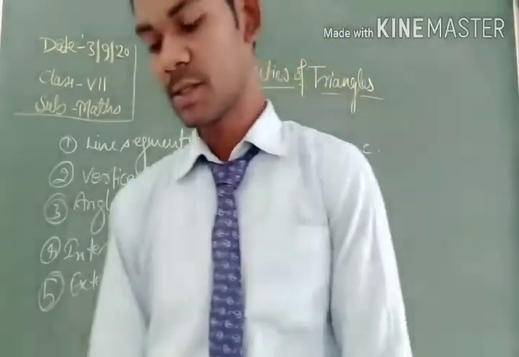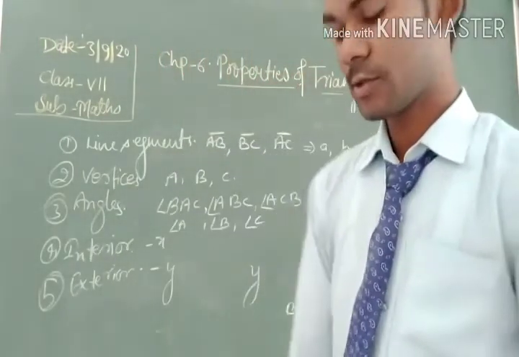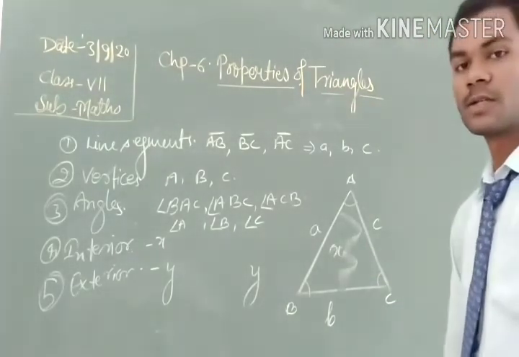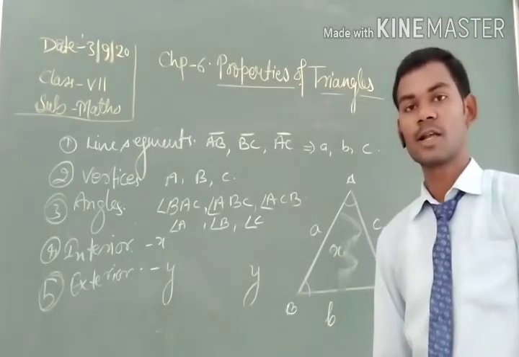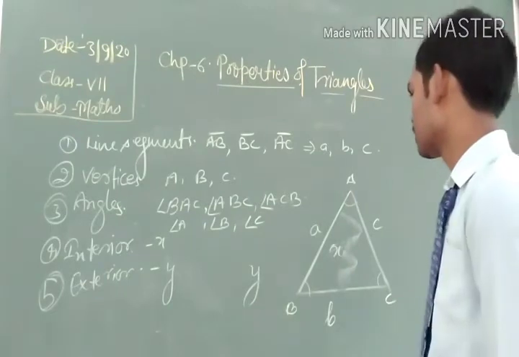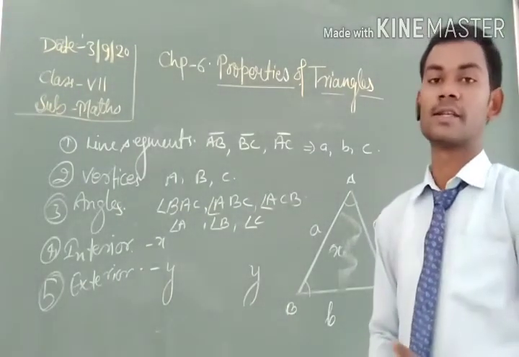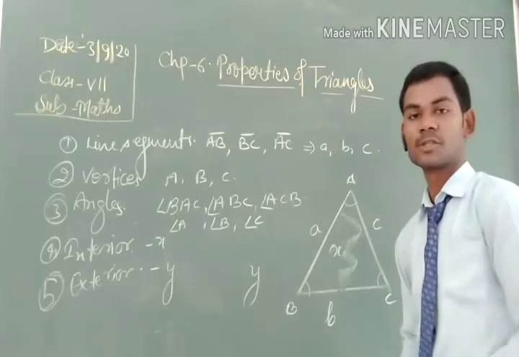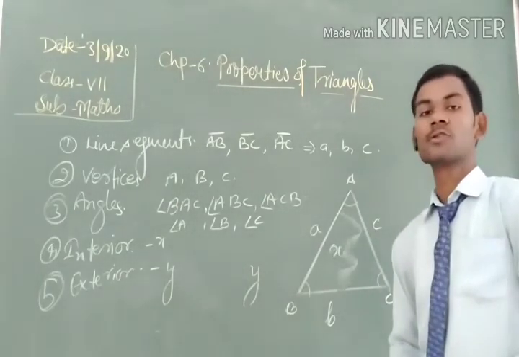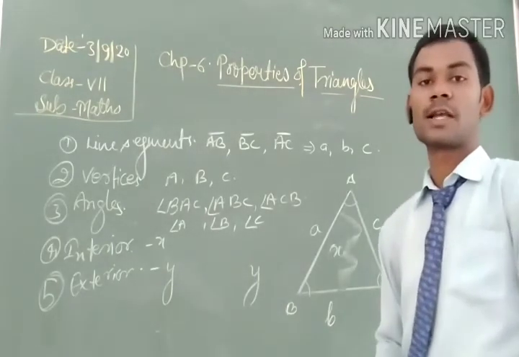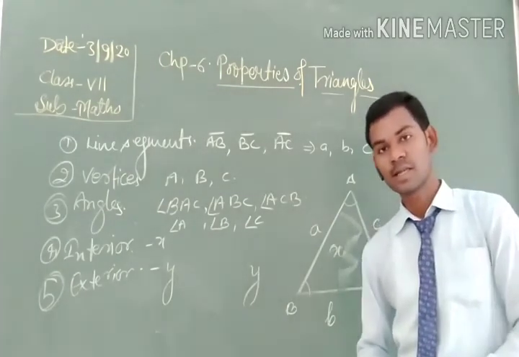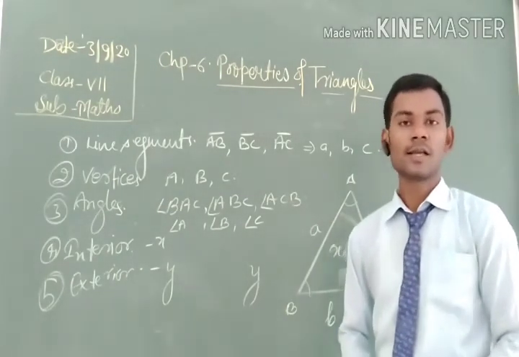Now let us see what its exterior and interior are. As we can see in the figure, the figure divides the plane into two parts: one part which lies outside the triangle, and the other part which lies inside the triangle. The region which lies outside the triangle is known as its exterior, and the region which lies inside the triangle is called its interior. Also, the points which lie outside the triangle are called exterior points, and the points which lie inside the triangle are known as interior points.